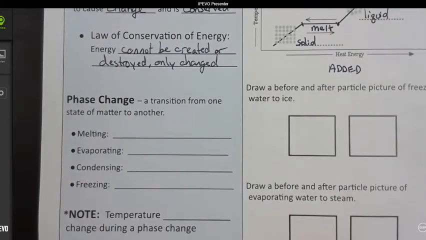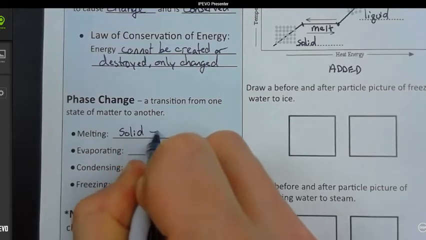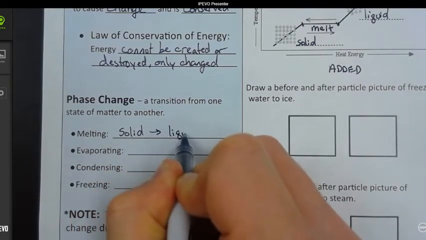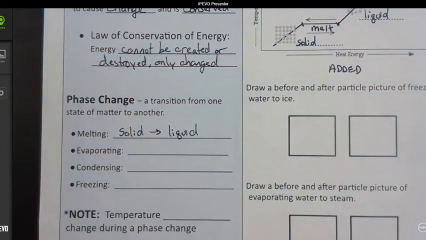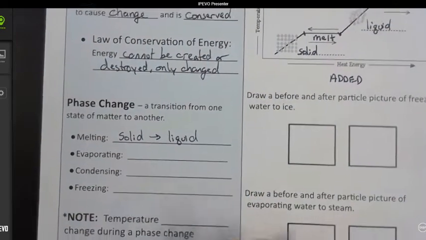So down here under our phase changes, melting is when we go from a solid to a liquid. And it doesn't have to be ice. A lot of times you hear melting and you think just, well, ice cubes melt. If I take a solid bar of gold and I heat it up and turn it into a liquid state, I melted that bar of gold. Okay? It just requires a different temperature and a different amount of energy to do so.